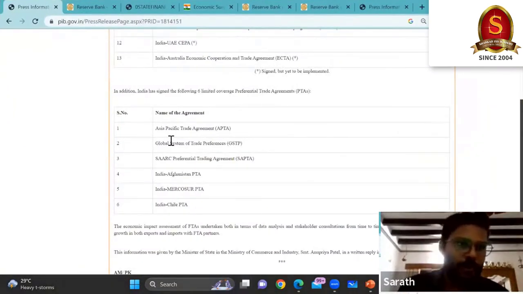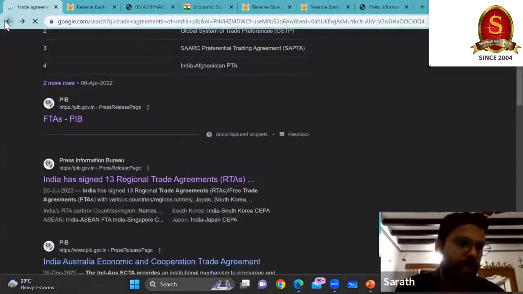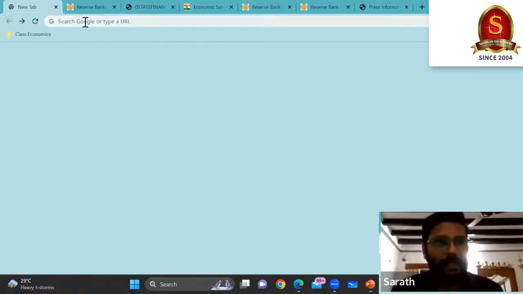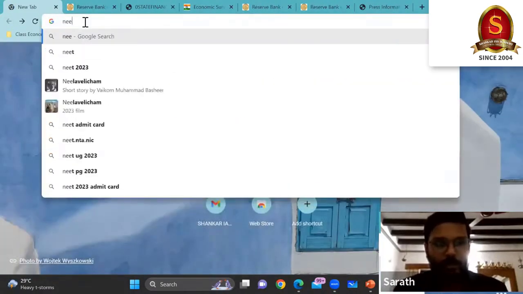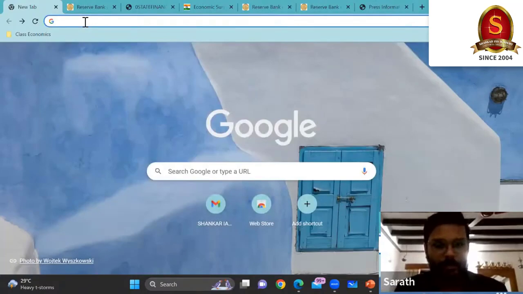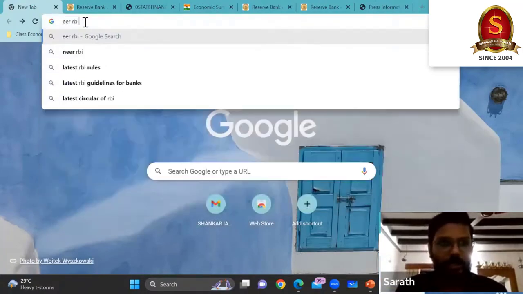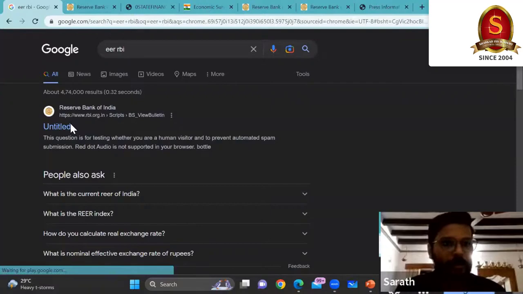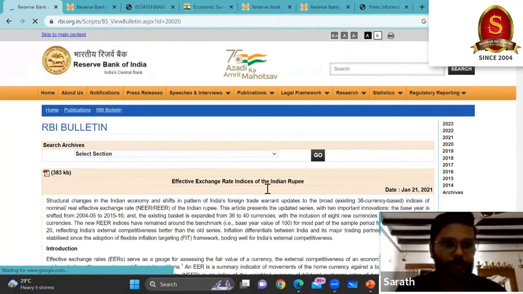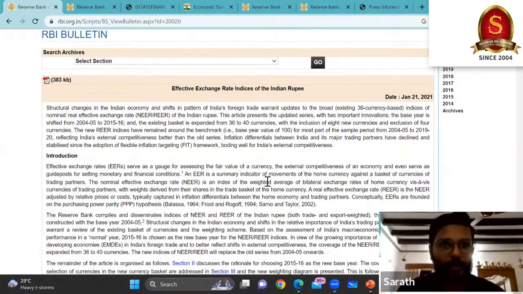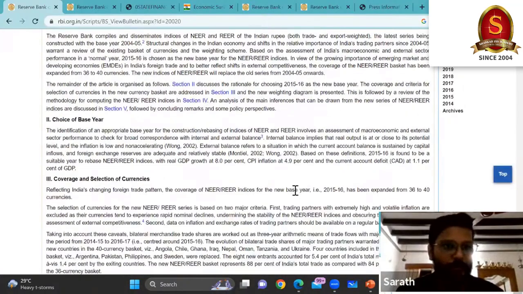Weightage is not assumed. Weightage is actually calculated. RBI does the calculation of weightage. Just take a look at this. EER, RBI. This is how you search for things. Effective exchange rate of the Indian rupee. This was on January 21, 2021, a couple of years ago now. The existing basket was expanded from 36 to 40 countries with the inclusion of 8 new currencies and exclusion of 4 currencies. That is why it was in the news.